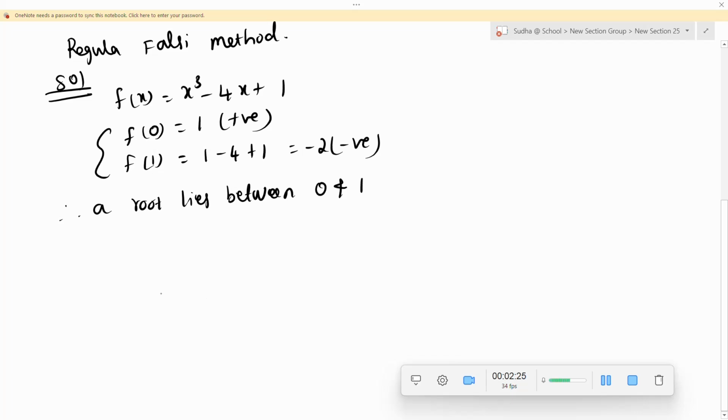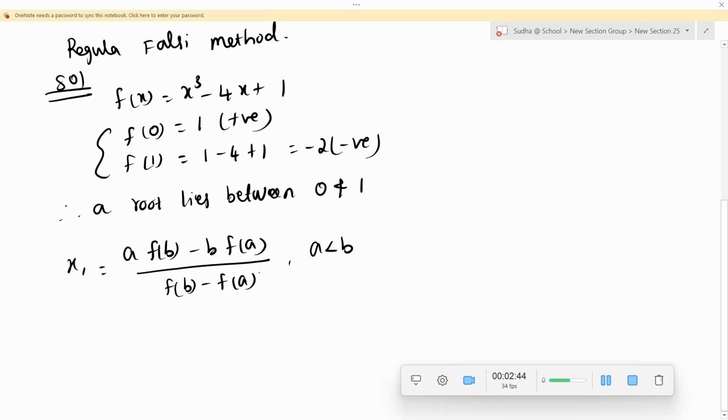Right, here is the Regula falsi formula: x1 equal to a into f of b minus b into f of a divided by f of b minus f of a, where a is less than b. So this is the Regula falsi formula. Here we will take a equal to 0 and b equal to 1.